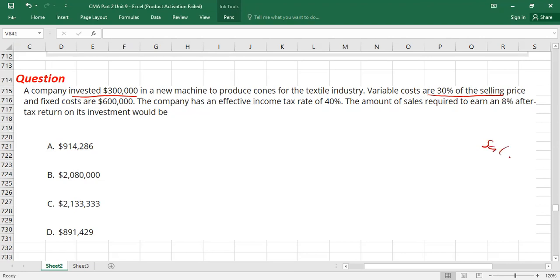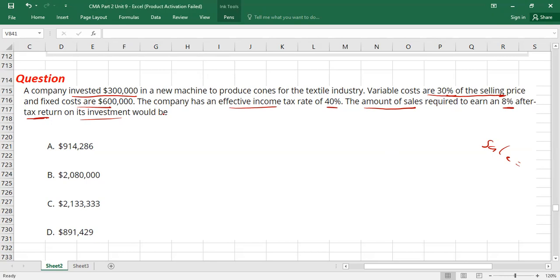Equations like sales is equal to net income or operating income plus variable cost plus fixed cost, like that. So here you have to apply the equation. Variable cost is 30% of the selling price. Now they're telling you the fixed cost are 600,000. The company has an effective income tax rate of 40%. So now look at the requirement here. The requirement is tricky. They're asking for the amount of sales. He's not asking for the number of units, but the amount of sale we have to calculate: the amount of sales required to earn an 8% after-tax return on investment.